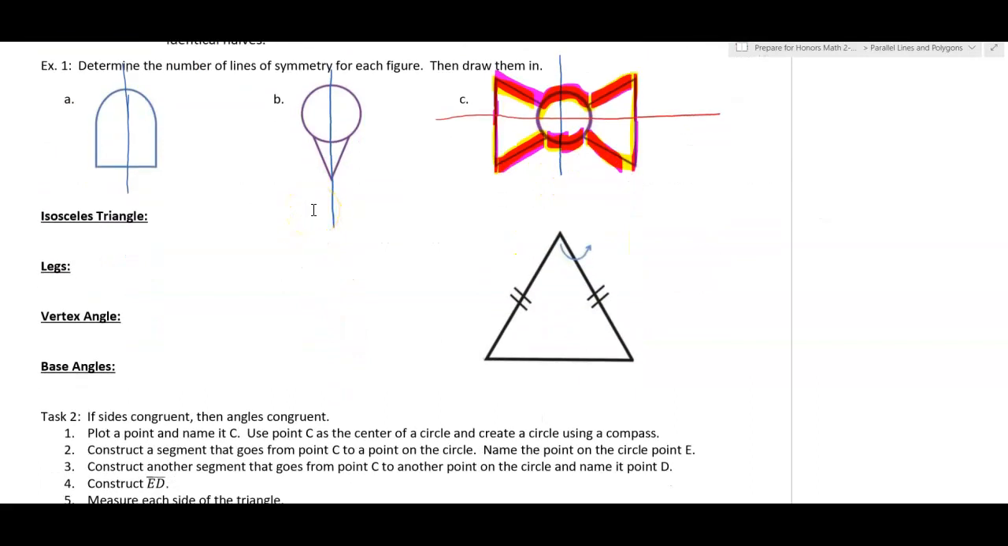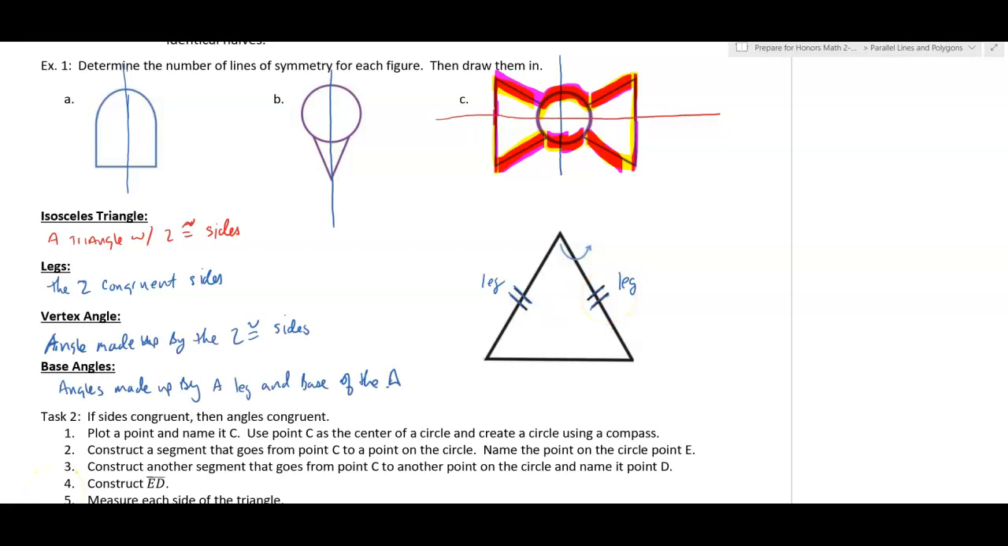Now, isosceles triangle, probably not the first time you've heard it, but it's a triangle with two congruent sides. When we say congruent in geometry, we mean the measures are equal. The legs are basically the two congruent sides. So if I take this isosceles triangle over here, this is a leg and this is a leg because these sides are marked congruent.